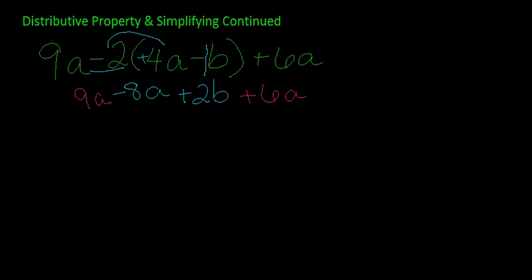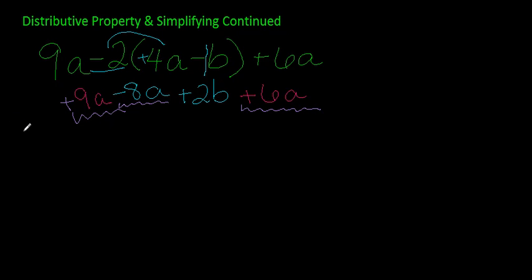Well, then I can try to combine any like terms. And if you recall, like terms have the same variable and the same exponent. Well, none of these have exponents, so I don't have to worry about that just yet. So is there anything else that goes with this 9a, which is a positive 9a? And yes, this -8a also has the same letter and exponent, and so does this positive 6a.